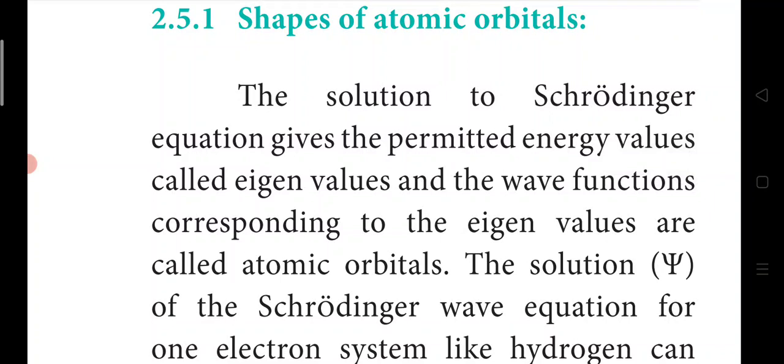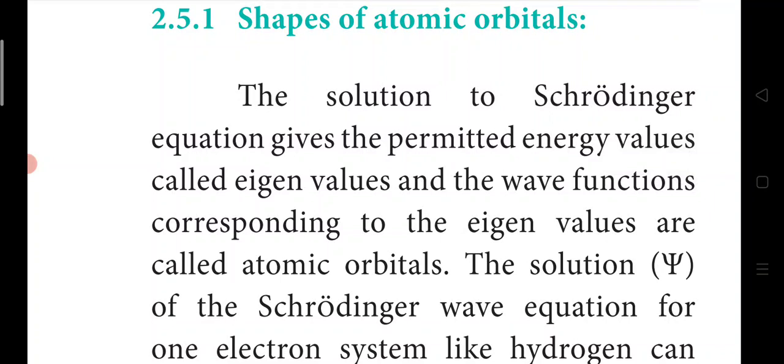So now we are going to see the shapes of atomic orbitals. We have s, p, d, f orbitals. We are going to see what the shapes of those orbitals are, and that shape we are going to get from the Schrodinger equation only.